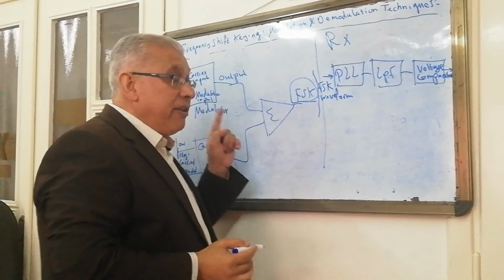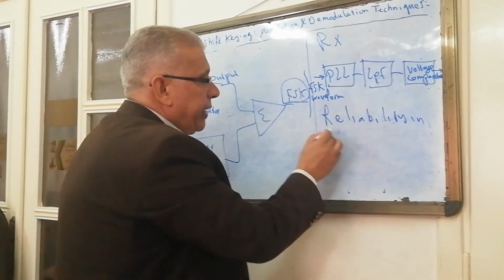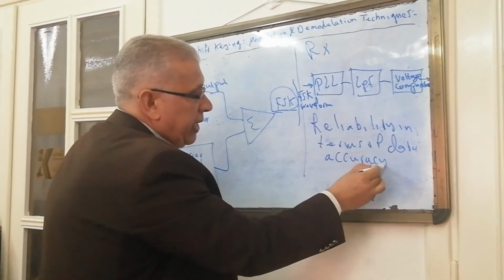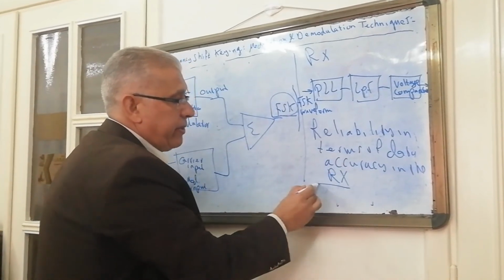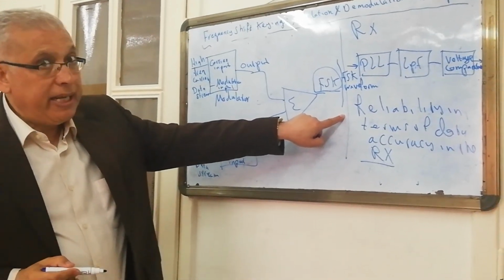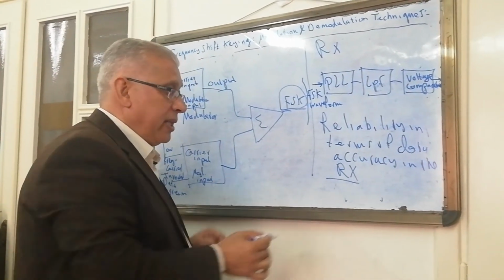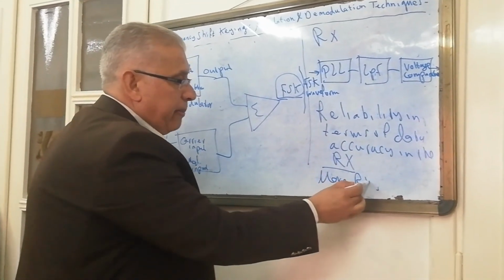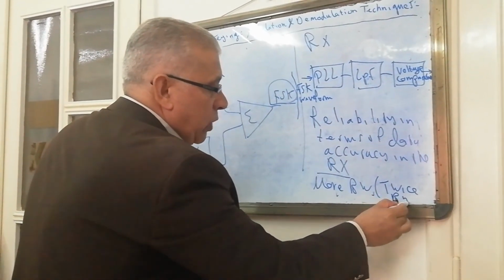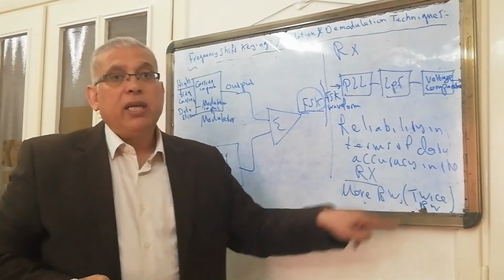This is the receiver. The main advantage of FSK compared with ASK is the reliability in terms of data accuracy in the receiver, but the price paid for that is more bandwidth. The bandwidth of FSK is twice the bandwidth of ASK. So there is more reliability, but the price paid for that is twice the bandwidth.